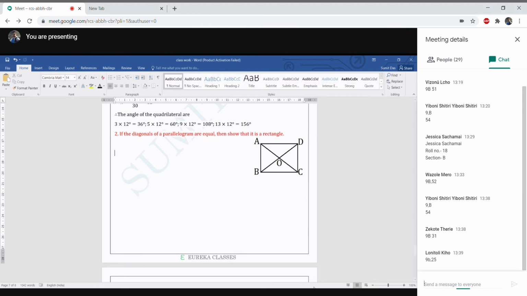Okay, this is the diagram. You can see the diagonals of a parallelogram. If the diagonals are equal, then it is a rectangle. This is what we have to show.